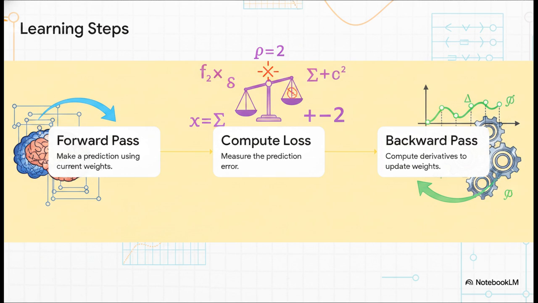Using a calculus principle called the chain rule, the algorithm sends that error signal backward through the graph. It calculates the derivatives at each node, which allows it to tweak the weights and fix the machinery for the next time around. This whole process, that's backpropagation.